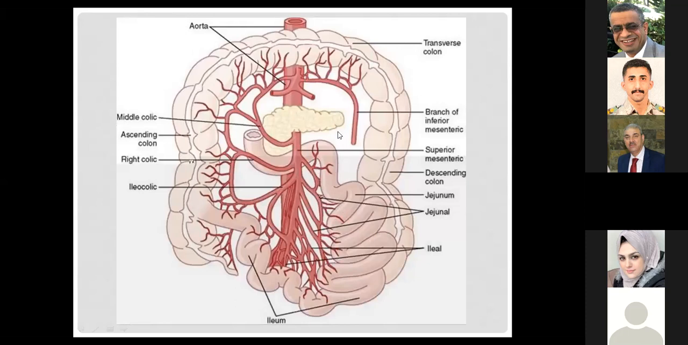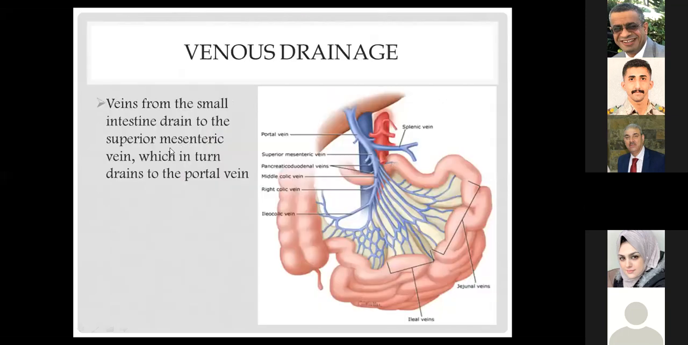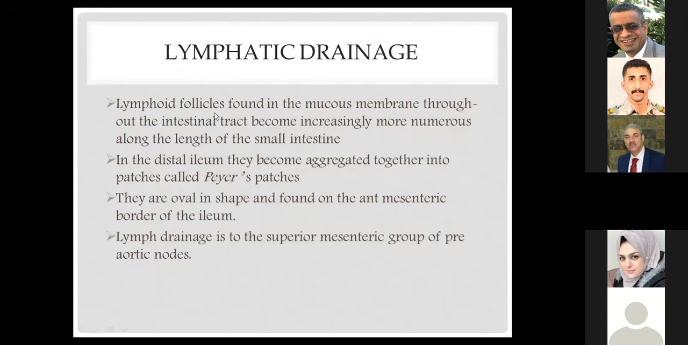Both are branches of the superior mesenteric artery. The venous drainage of the small intestine in turn drains to the portal vein, the superior mesenteric to the portal vein. Lymphatic drainage: lymphoid follicles are found in the mucous membrane throughout the intestinal tract, the small intestine. In the distal ileum, they become aggregated together into patches called Peyer's patches.